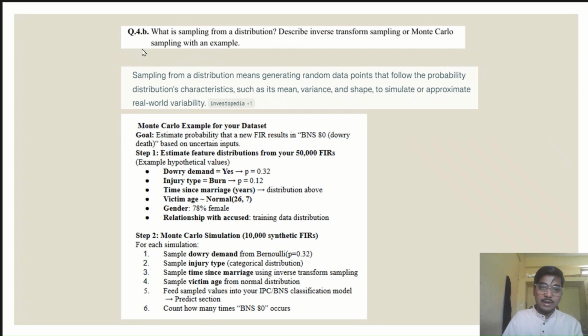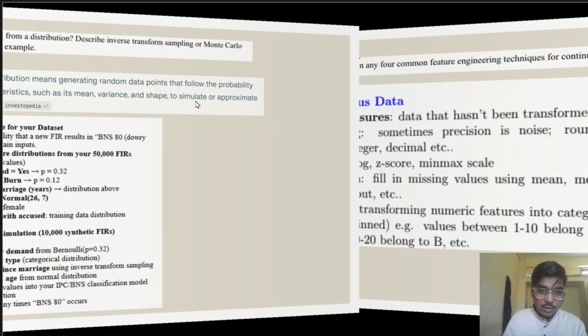Question number 4b is asking what is sampling from a distribution, and to describe inverse transform sampling or Monte Carlo sampling with an example. Sampling from a distribution means generating random data points that follow the probability distribution's characteristics, such as its mean, variance, and shape, to simulate or approximate real world variability. It is important because if there is a very large data set and we want to perform some operation on it, then sampling will help us get a better understanding of the data set.